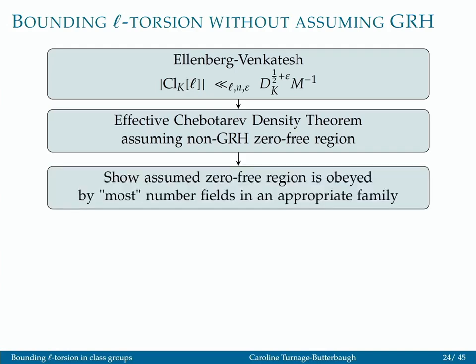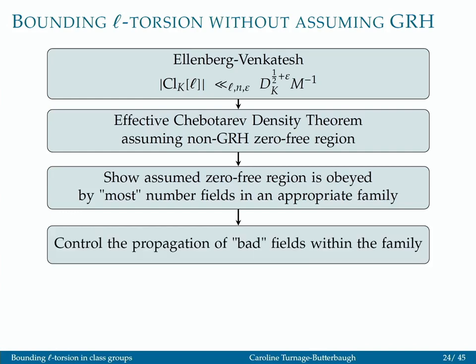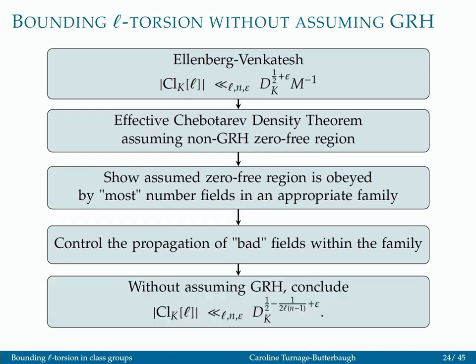If we do that, then we have to show that the assumed zero-free region is obeyed by most fields in the family. What I mean by most fields is that the Dedekind zeta functions of the Galois closures of those fields obey the zero-free region. And then there'll be a very subtle point that we'll have to take care of. We'll have to be able to control the potential propagation of bad fields whose Dedekind zeta function doesn't satisfy this zero-free region.